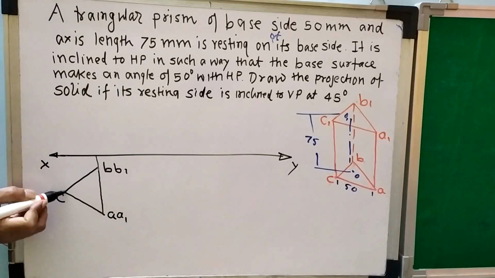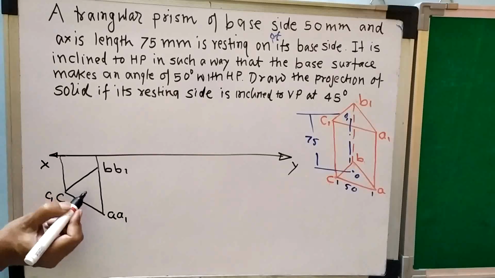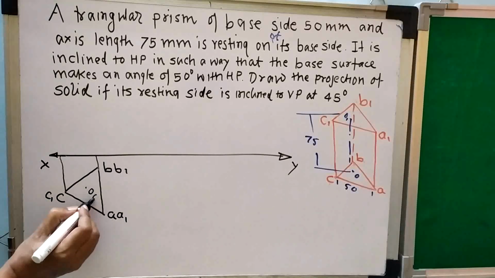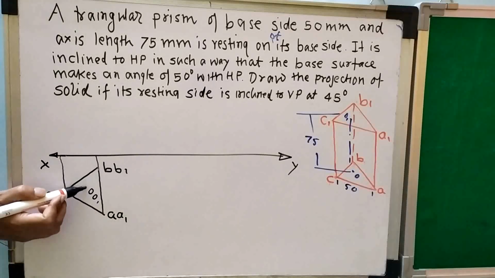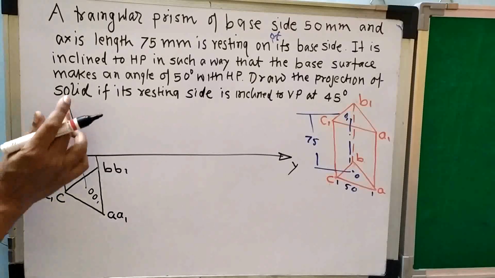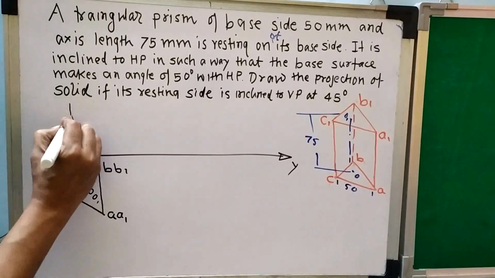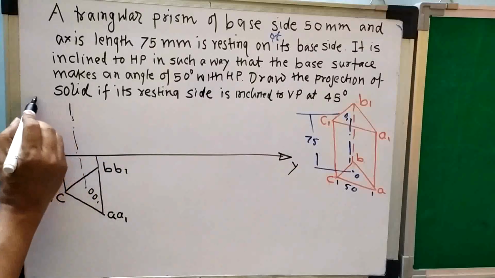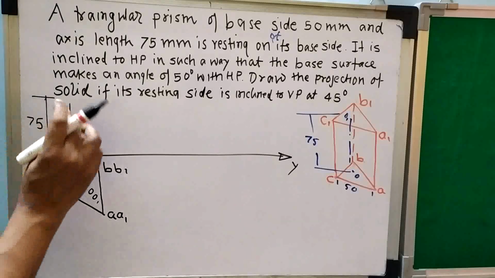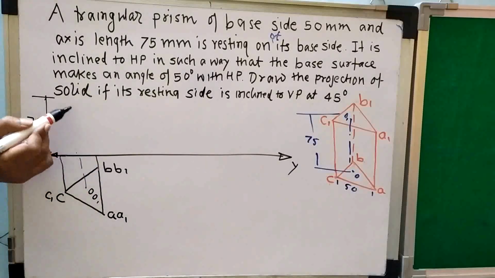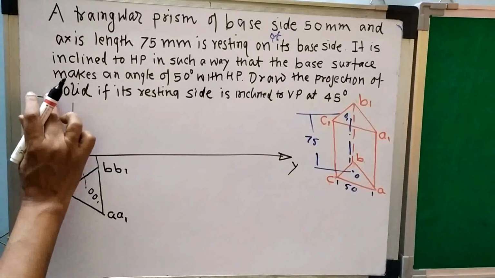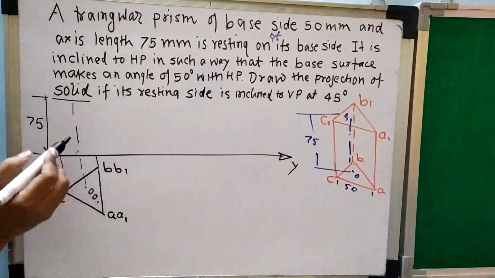So this is projected up, and this is the axis, O1 at the center. On this axis I will take the height. What is the height? 75. So this distance is taken as 75, and with this axis I will take a rectangle.